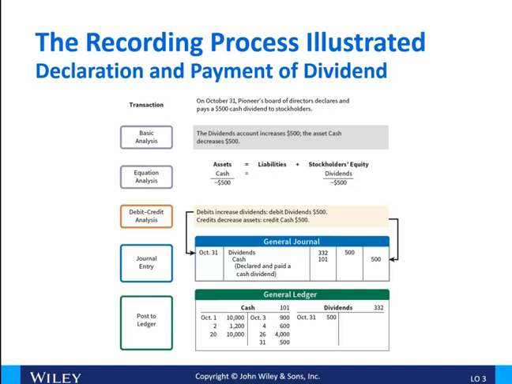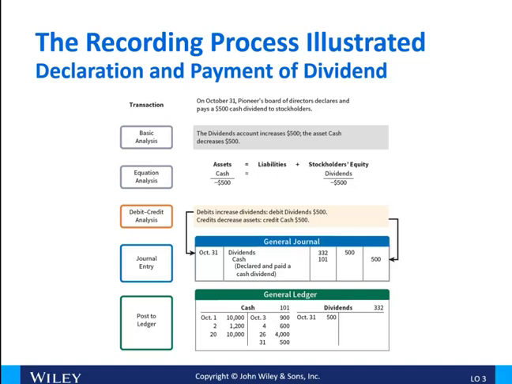Declaration and payment of dividend. So on October 31st, Pioneer's Board of Directors declares and pays a $500 cash dividend to stockholders. Okay. Future chapter, we'll talk about dividends and how they work in more detail. Stuff that we're going to see in these early chapters is pretty straightforward, that they declare and pay a dividend. That's what we need to worry about, and that's how we record the transaction.